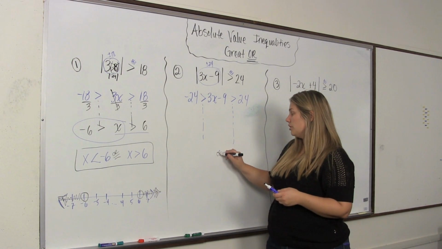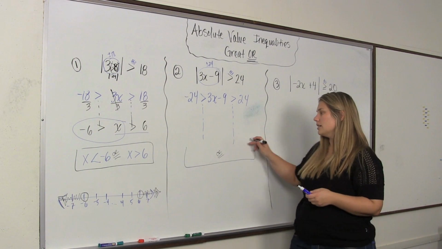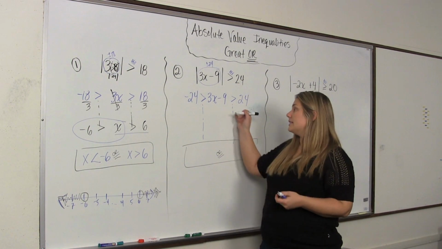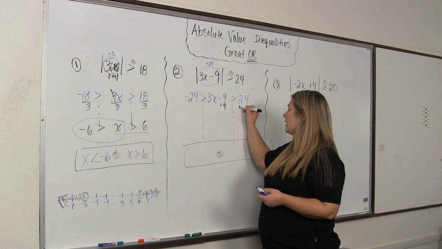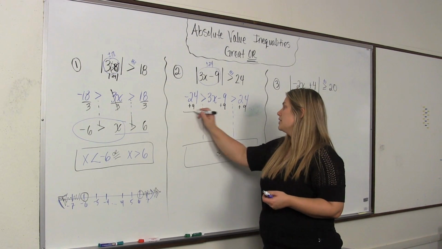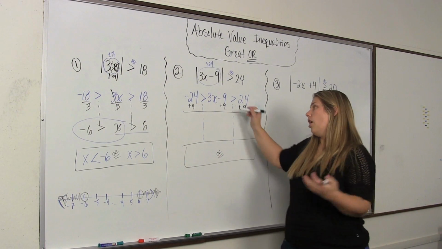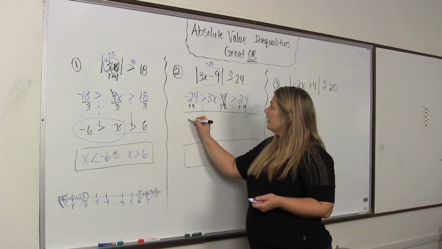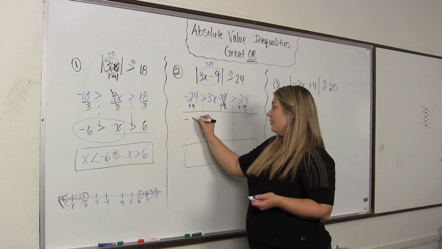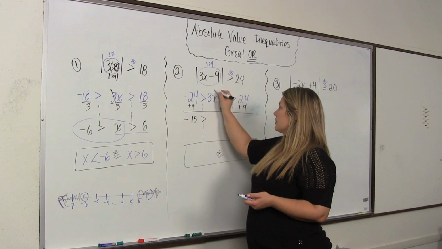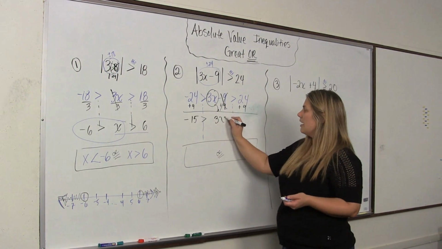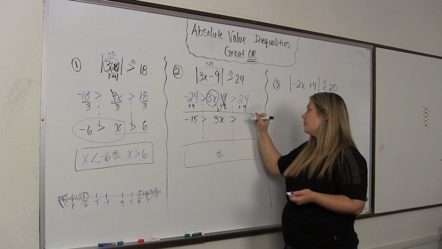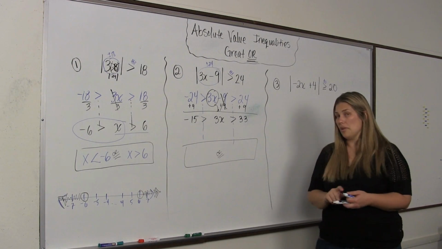If it's not true, my inequality answer needs to become an or. And now we can solve it the same way we always have. To get rid of a negative 9, I add 9. And what I do to one side, I have to do to all sides. So negative 24 plus 9, I end up with negative 15 is greater than, in the middle I still have that 3x, is greater than, and over here I end up with 24 plus 9, which is 33.